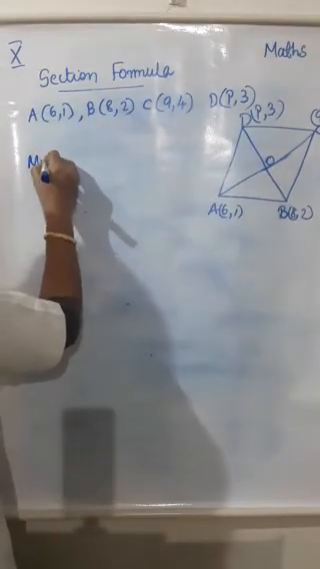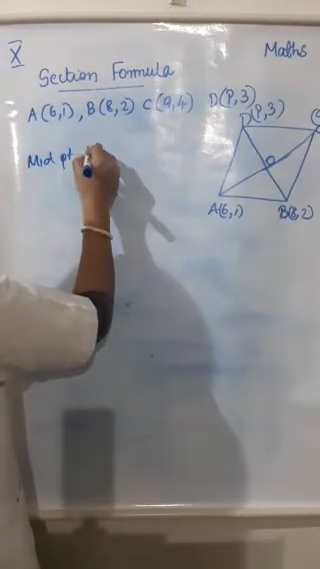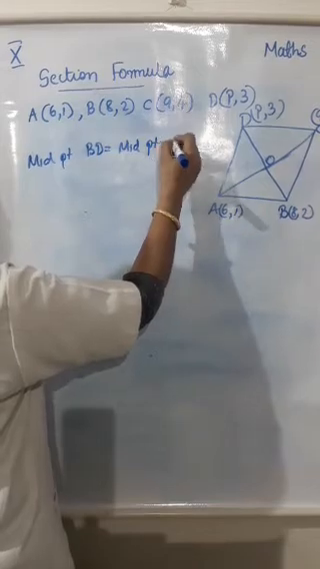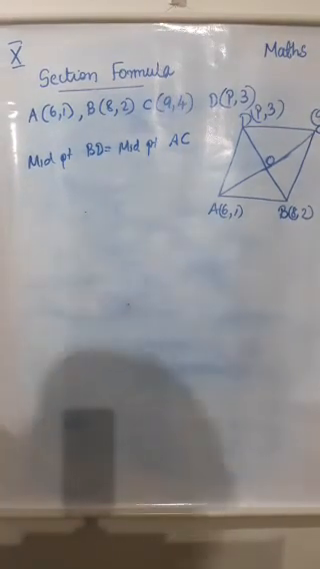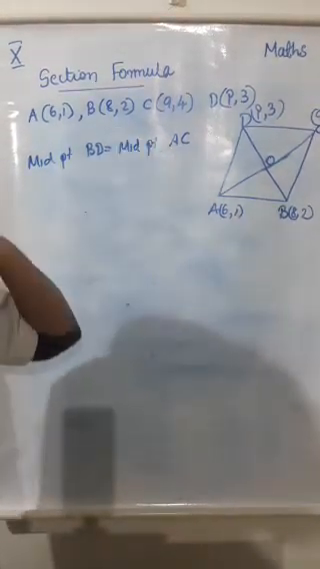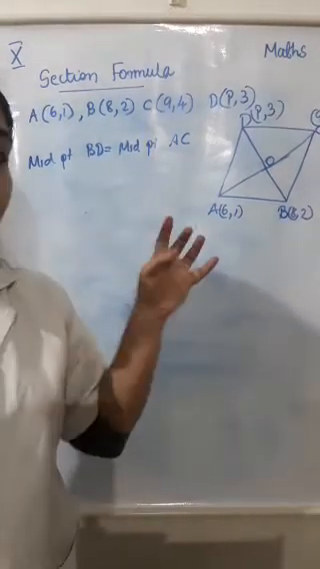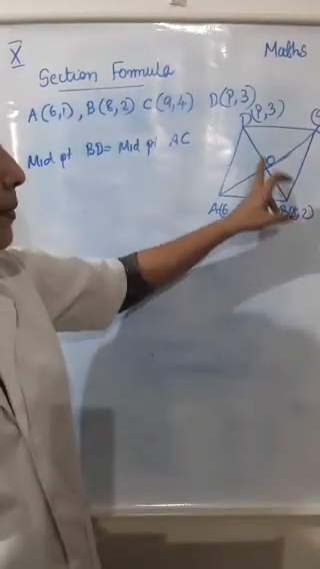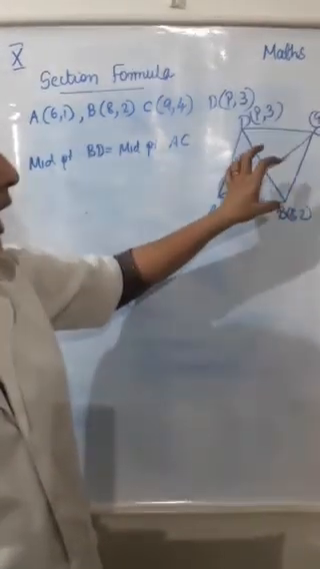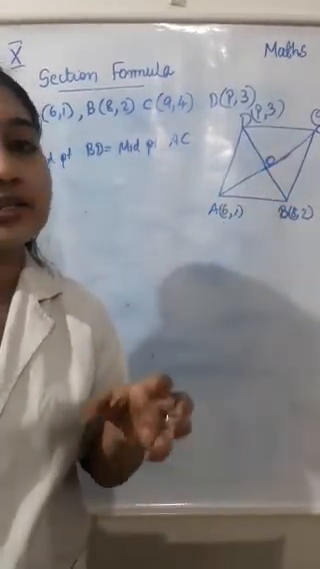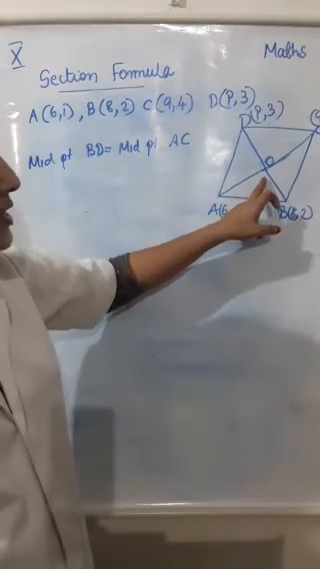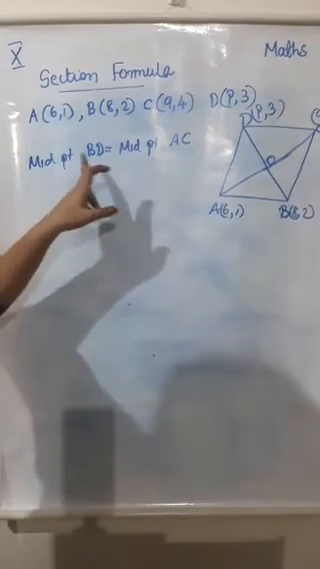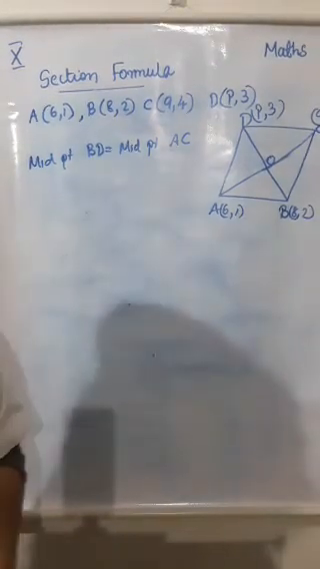Midpoint of BD is equal to midpoint of AC. I have not written the reason here, you should write the reason. You heard what I said, so write the reason. What is the reason? The diagonals of the parallelogram bisect each other. Therefore, O is the midpoint of both AC and BD. Therefore, the midpoint of BD is equal to the midpoint of AC.